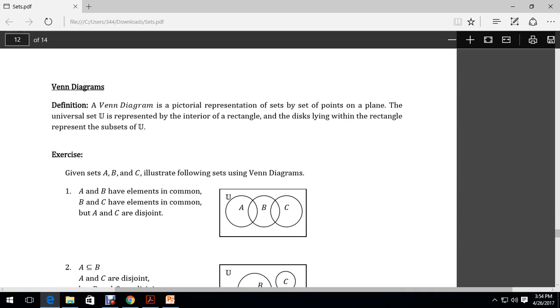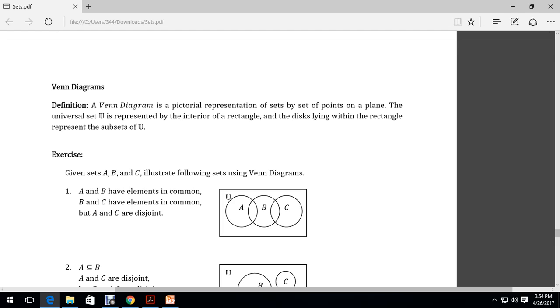Okay, so next in our discussion is Venn diagrams. A Venn diagram is simply a pictorial representation of sets by set of points on a plane. The universal set is normally represented by a large rectangle, and disc or circles lying within the rectangle represent any subsets of U. Now, for example, given sets A, B, and C, let's try to illustrate the following using Venn diagrams.